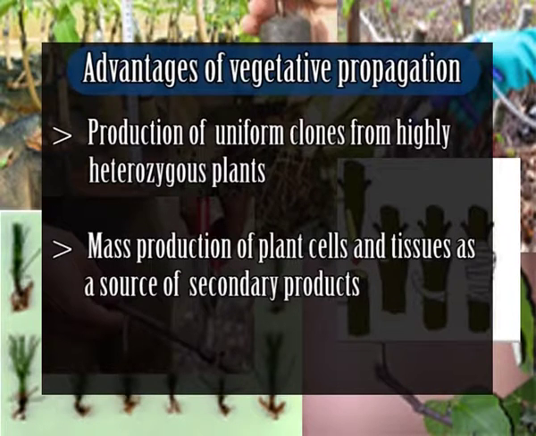Dear students, we come to the end of the topic artificial methods of vegetative propagation and its number of types. We discussed that these methods are very helpful for crop improvement and preservation of medicinal and aromatic plants.